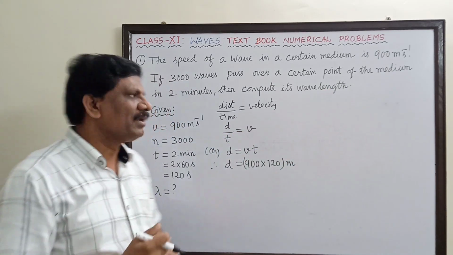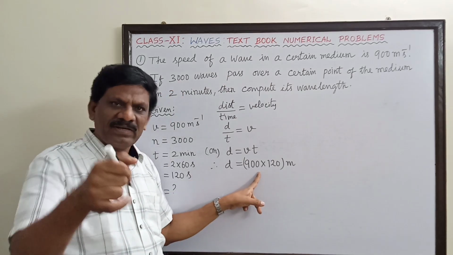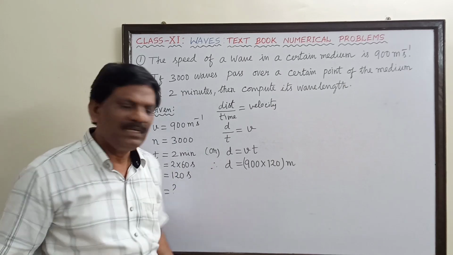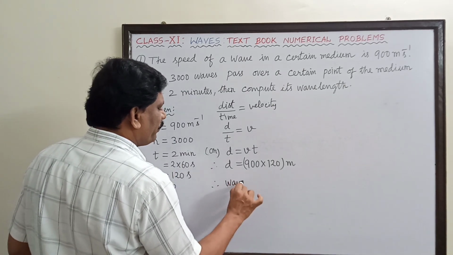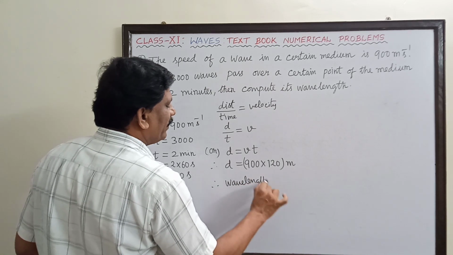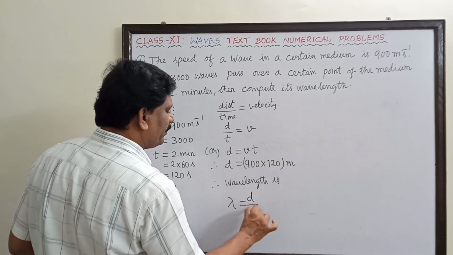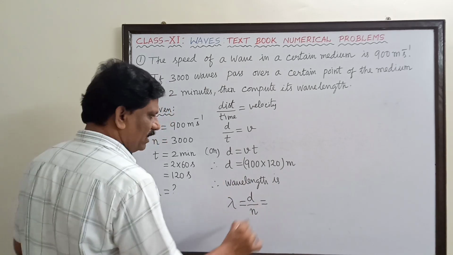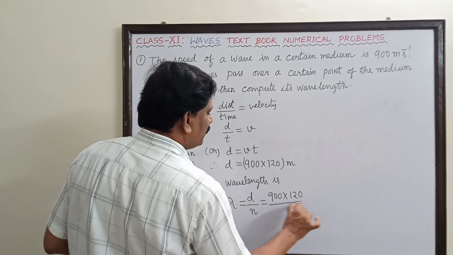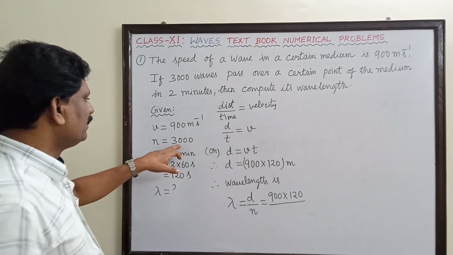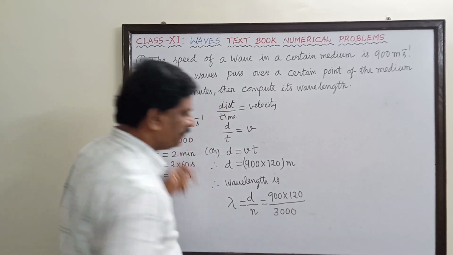By how many waves? 3000 waves. Therefore, if this distance is divided by the number of waves, we will get the wavelength. Therefore, wavelength is given by lambda equal to this distance divided by the number of waves. So this is equal to 900 into 120, and in this distance 3000 waves are present.